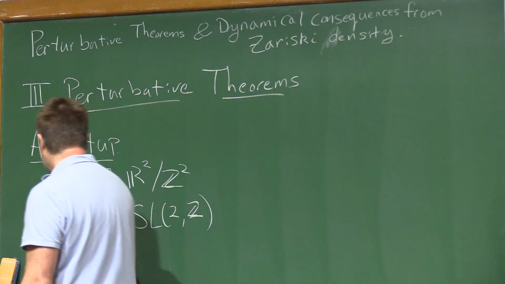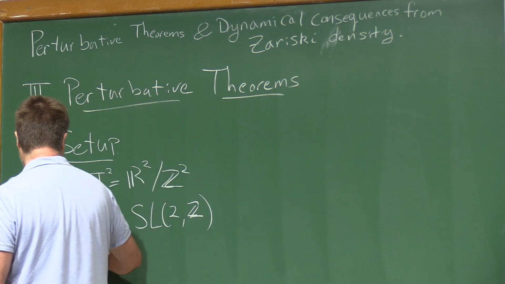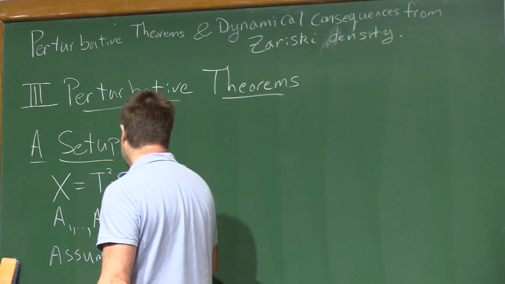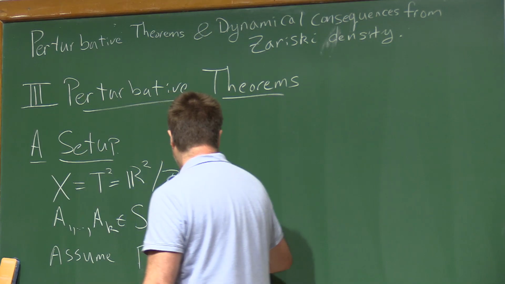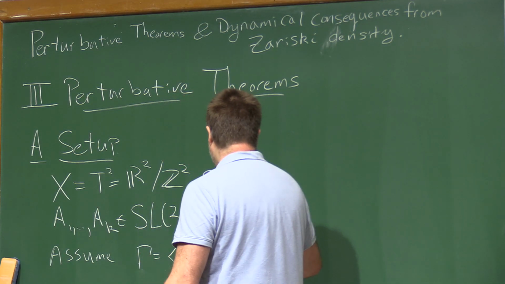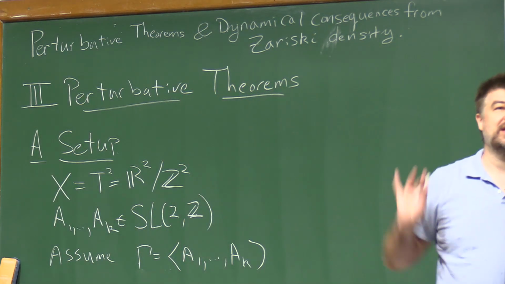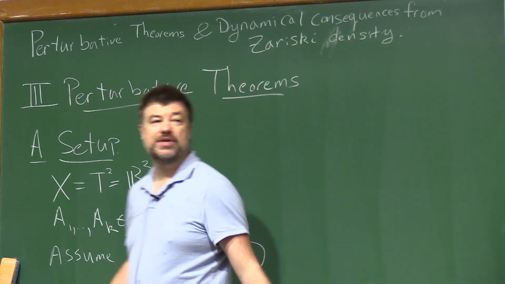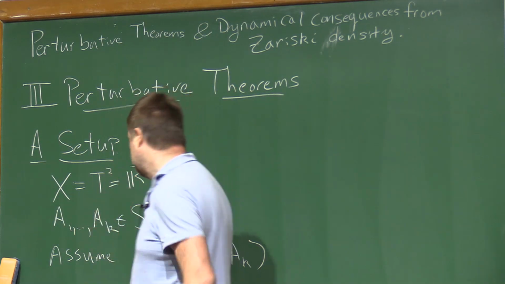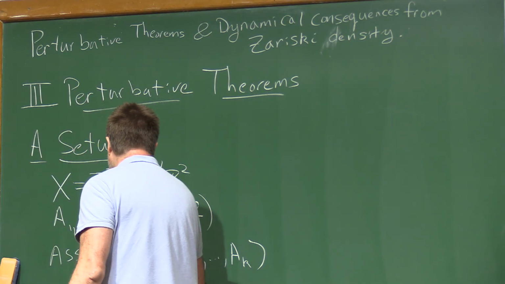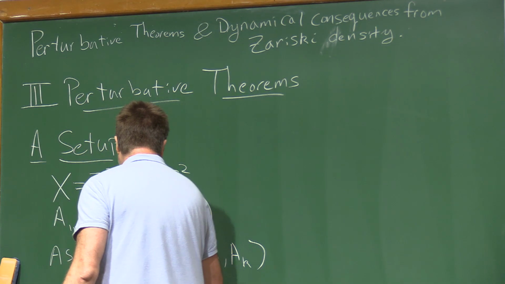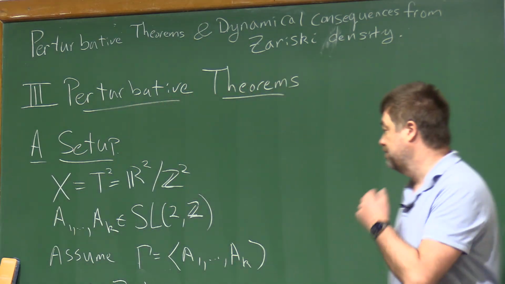And throughout, I'm going to assume that this group generated by this finite list of matrices is Zariski dense, whatever that means. And I'll give you better ways to think of it that's equivalent in dimension 2. So assume this is Zariski dense. And I'll give you an explicit example in just a minute.